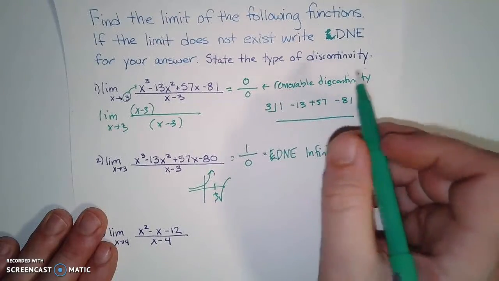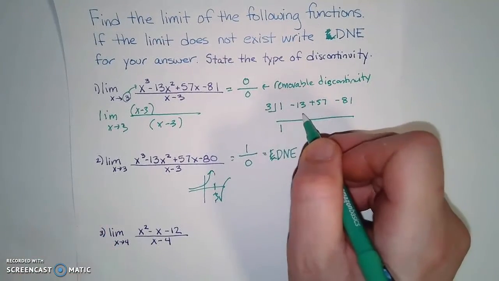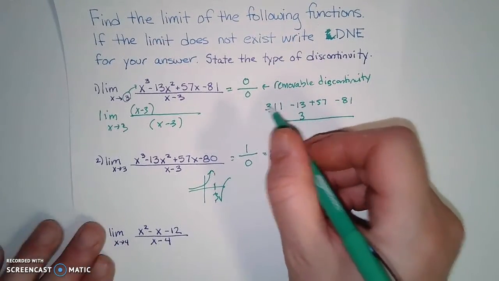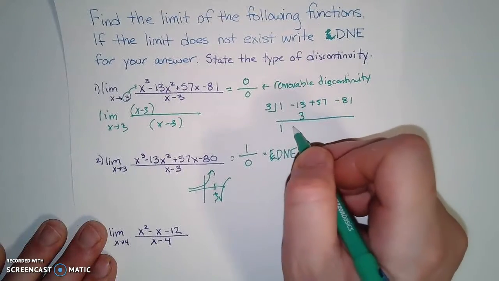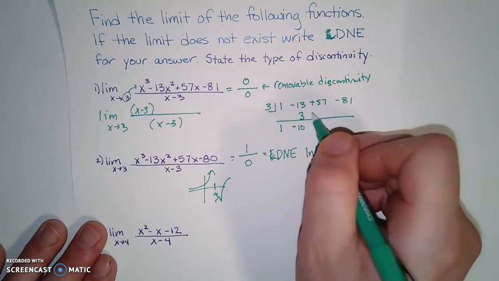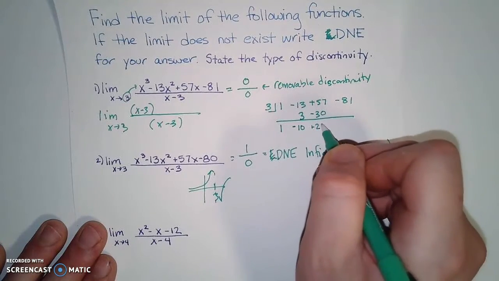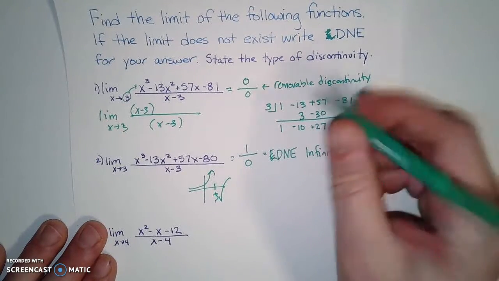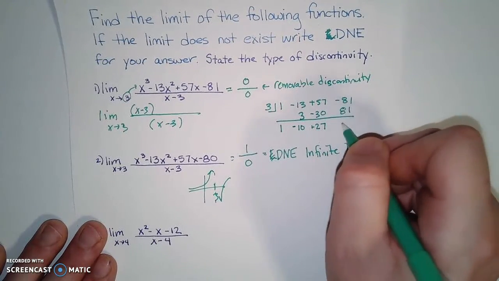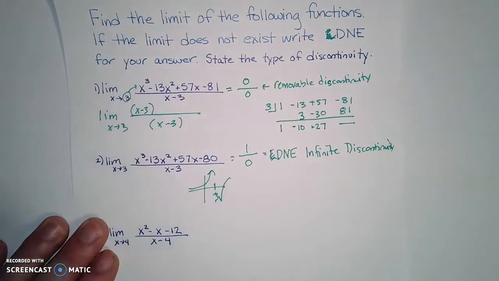Should have left myself a little more room, but 3 times 1 is 3. 3 times negative 13 is negative 39, and negative 13 plus 3 is negative 10. It's negative 30. Positive 27. And 27 times 3 is 81. And boom, it worked out. That's going to happen every single time. That's how you know the problem worked out.